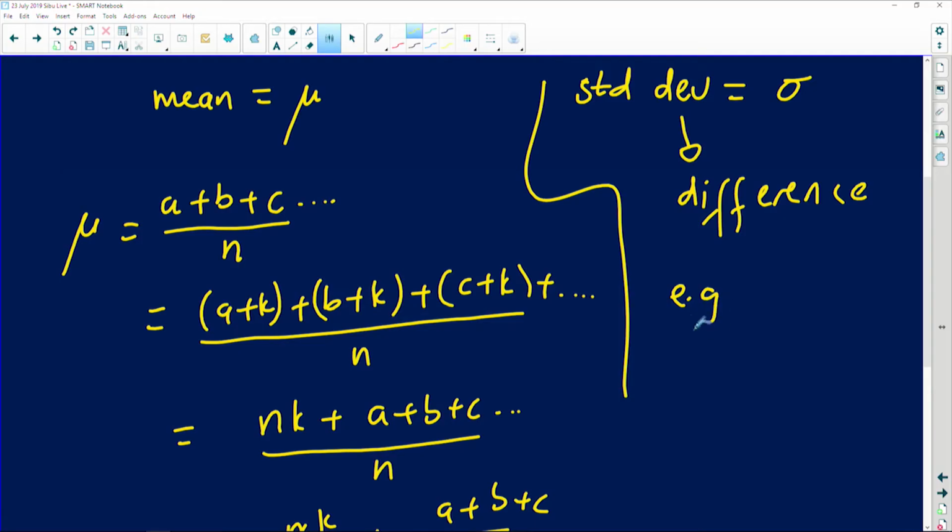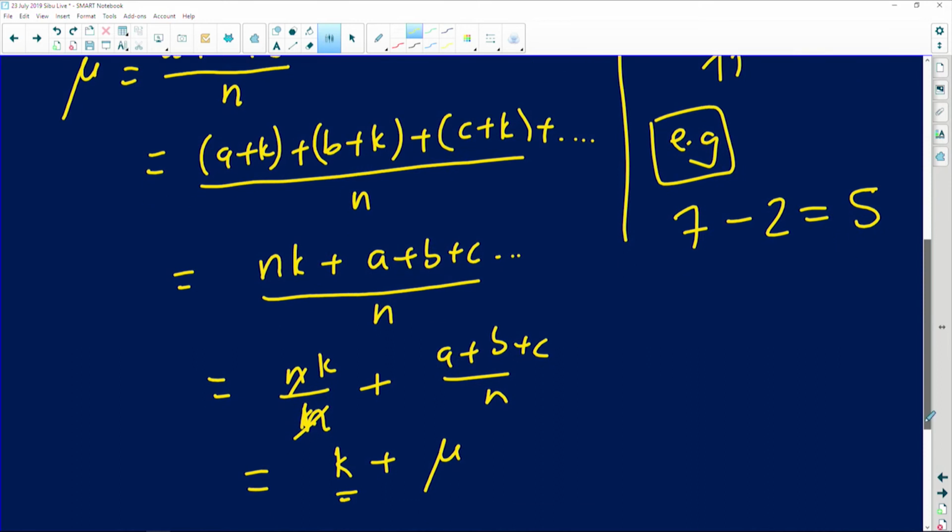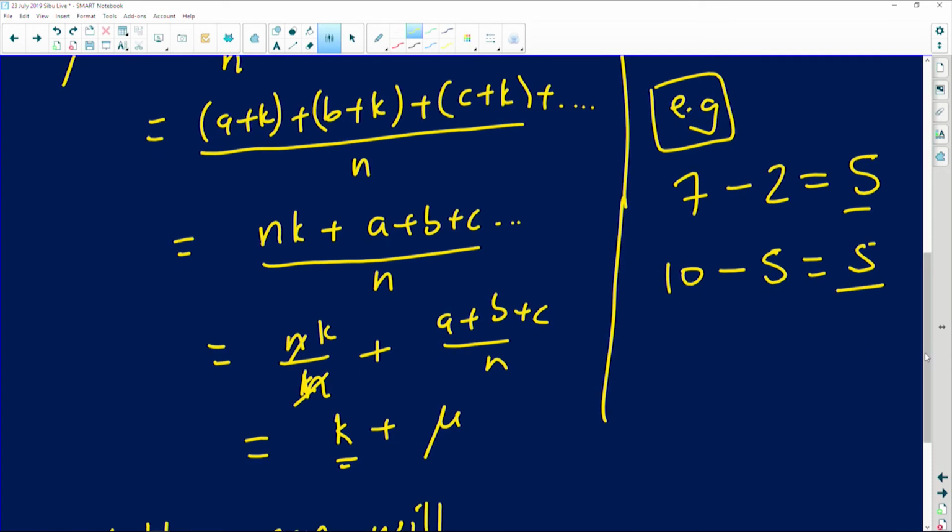And I can make a very simple example. If I have 7 and I subtract 2, I get a difference of 5, which is what deviation is all about. And I decide to increase all my numbers by 3. 7 will suddenly become 10, and 2 will suddenly become 5. If you subtract them, you still end up with the same difference as the one that you had there. So given the fact that the deviation measures the spread or the difference between your mean and your values, when you increase all the values by the same amount, the difference between them will not change.